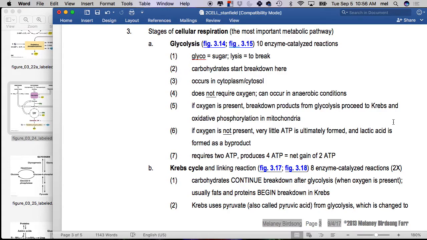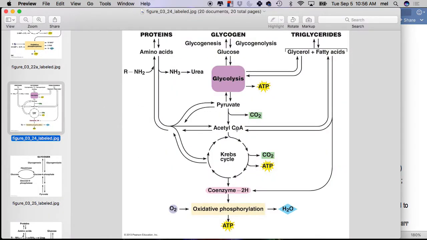For instance, in your skeletal muscle, if you are working your skeletal muscles harder than you are supplying oxygen to them, then they will start going through anaerobic cellular respiration, and they will start generating lactic acid as a byproduct. That's just basically going through glycolysis over and over again because you can't go any further because you don't have any oxygen. Okay, so if oxygen is present, then you get to go on to the next stages.